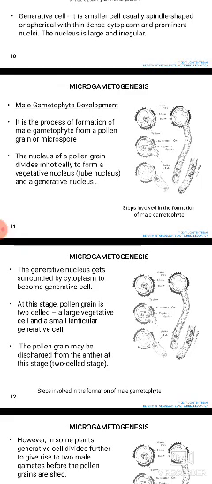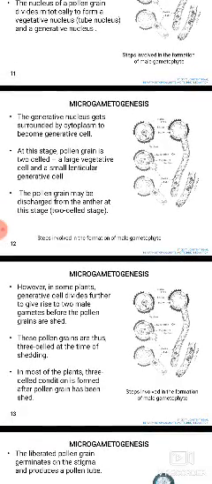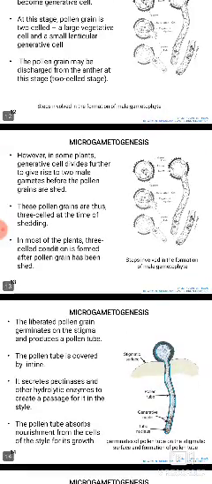The pollen grains may be discharged from the anther at this stage, that is the 2-celled stage. However, in some plants, the generative cell divides further to give rise to 2 male gametes before pollen grains are shed. These pollen grains are 3-celled at the time of shedding. In most plants, the 3-celled condition is formed after the pollen grain has been shed. The liberated pollen grain germinates on the stigma and produces a pollen tube.